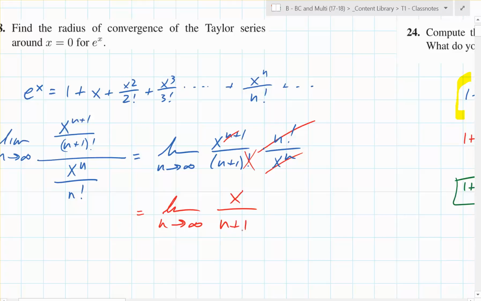Now, x is finite. It's something you choose. But what happens to n? So this is always going to be going to 0. And 0 is always less than 1. So what's the radius of convergence going to be? Infinity. Which is great because otherwise we wouldn't be able to use this Taylor polynomial for e to the x. This tells us that for whatever x value we choose, this infinite Taylor series will be exactly e to the x.